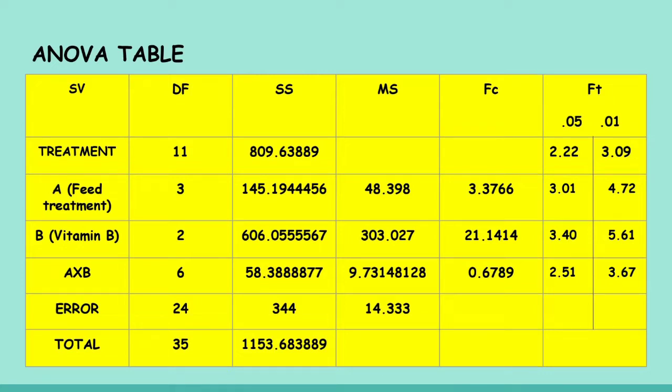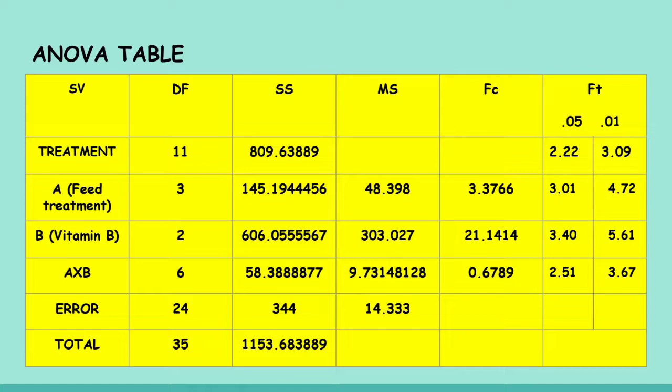After computing for the ANOVA table, we can now complete the table. We have 11 for the treatment DF, 3 for ADF, 2 for BDF, 6 for the interaction DF, 24 for the error DF, and 35 for the total DF. We also have the computed values of the sum of squares, mean of squares, the computed F values, and we earlier located the tabular F value. After getting the computed F value and tabular F value, we can now make our decision.